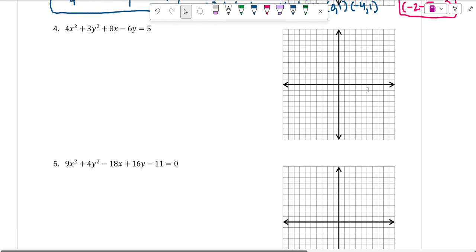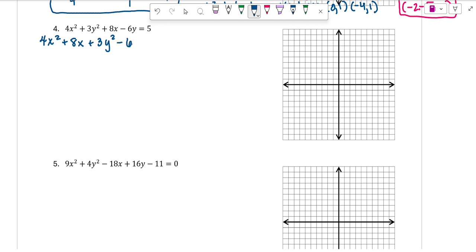For number 4, we're just going to, again, practice completing the square with the ellipse. Notice this time that the terms are slightly out of order for our completing the square, and we have a coefficient of x squared and a different coefficient of y squared. Okay, so we are going to start by rearranging the terms. It's already equal to 5, so we're good on the right side.